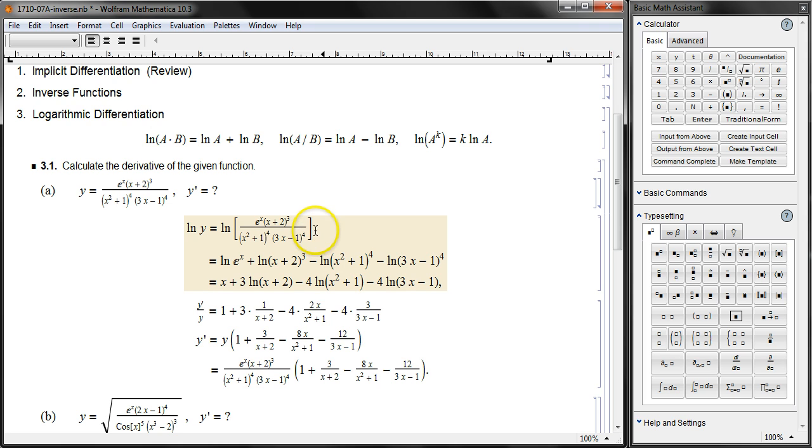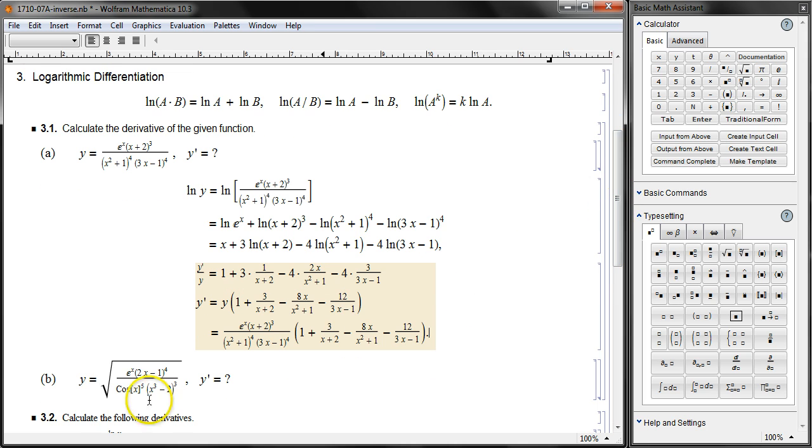Take the log of both sides, simplify using the log rules, take the derivatives implicitly, and then move y to the other side. This kind of technique is called logarithmic differentiation. You can do the same thing to this problem as well, but I'm going to leave that as an exercise.